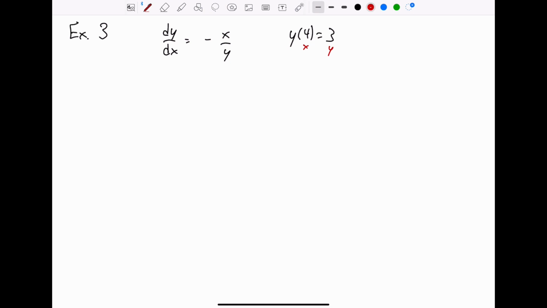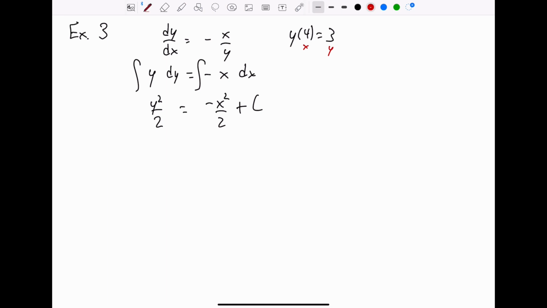So let's solve the differential equation using separation of variables. I'm going to multiply both sides by y, and I have y times dy equals negative x dx. I have separated the variables. All the y's on one side, all the x's on the other. Now I can integrate. The antiderivative of y is y squared divided by 2, and the antiderivative of negative x is negative x squared divided by 2, and we add the plus c to this side.